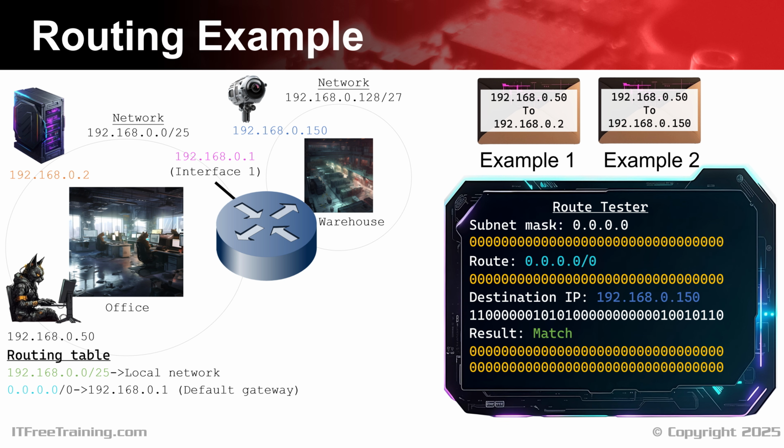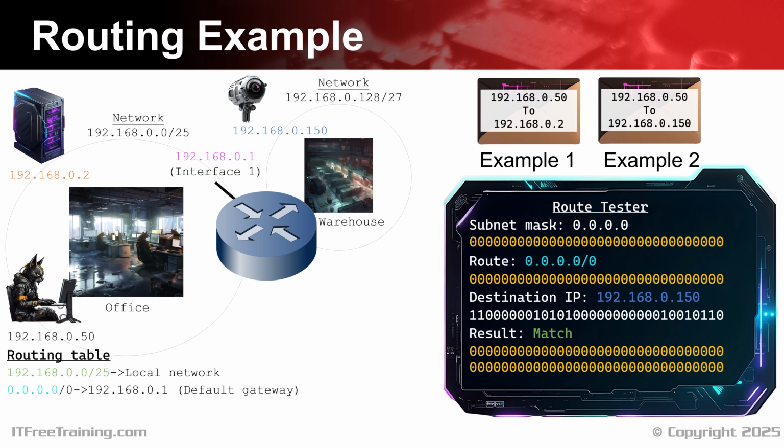Let's put this in the route tester to see what is happening. You can see the subnet mask is all zeros. When this occurs, this essentially changes all the values in the source and destination IP addresses to 0. Thus, the result will match since everything is zeros. This means that anything that does not match a previous rule will match this rule.